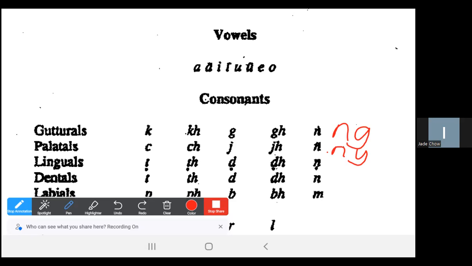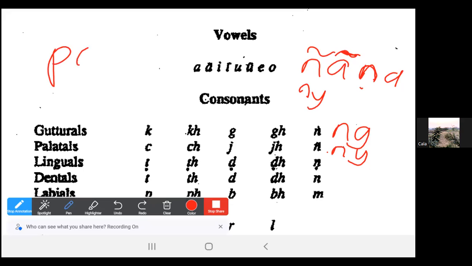Yeah, it's like nyana, the wisdom. So when you see the wisdom, nyana. You see this word before, right? Nyana. So you pronounce it as ny. So there's another word, a very famous one. Panya.